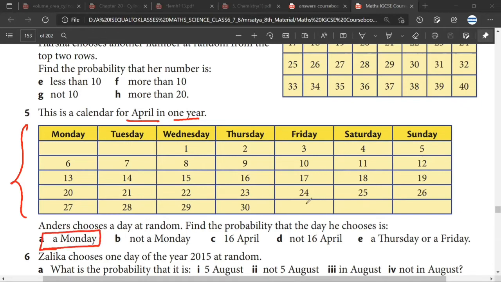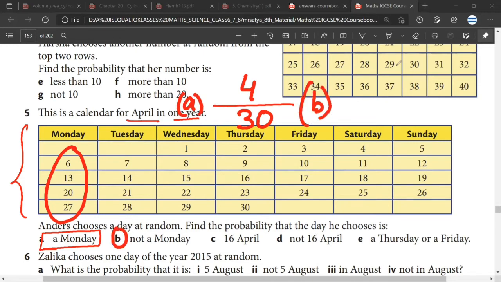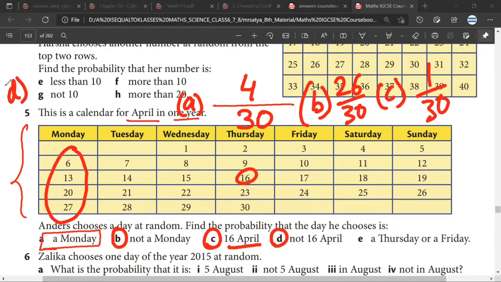So what are the total number of options which are available, Satya? 30. Now, the options that he will be interested in would be these. So what should I write in the numerator? 4. So this is A part. Now, not a Monday would be 26 upon 30. C part is 16th April: 1 upon 30. D part, not 16 April: 29 upon 30. E part, a Thursday or a Friday.